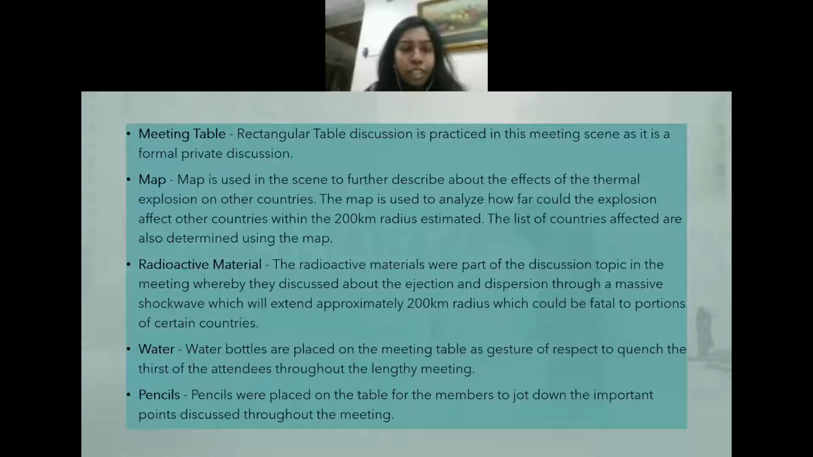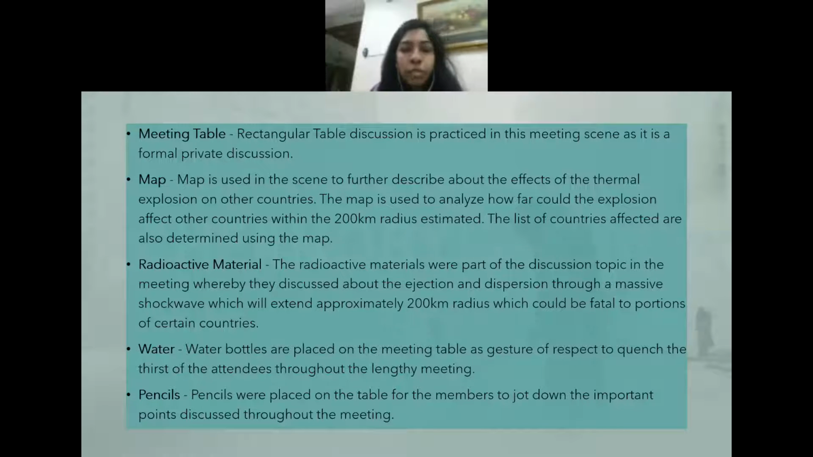The radioactive material artifact used in this scene was part of the discussion topic in the meeting, whereby they discuss the ejection and the dispersion through the massive shock wave, which could extend up to 200 kilometers, which could be fatal to some countries, and some countries could experience birth defects.